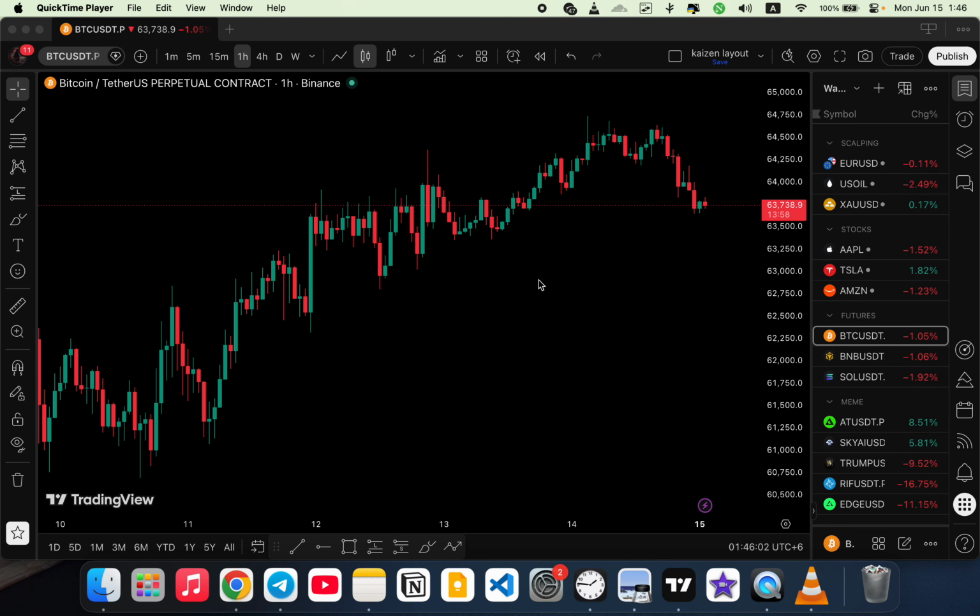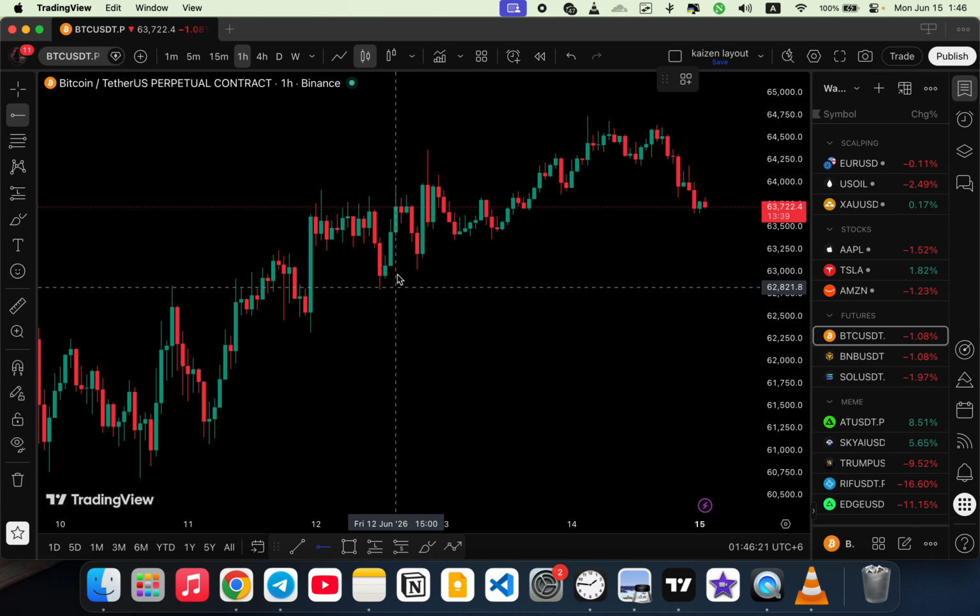How support and resistance work. Most people draw support and resistance randomly, and I believe that's why it is not working. But if you know how to draw it properly, I guarantee it will work. So let's have a look.